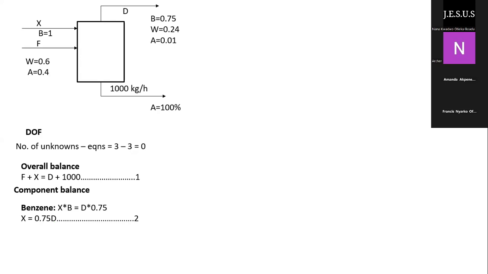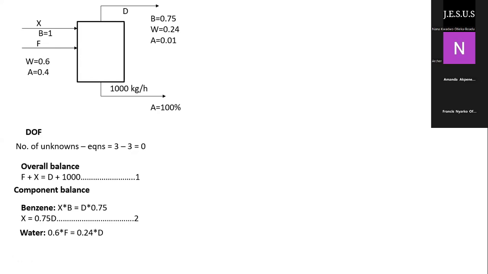Then we'll do the same thing for water. Of all the streams, stream F has water. So I'll multiply it by the mass fraction of water in that stream. So 0.6 times F, that's going to be the input. It should be equal to 0.24 times D, because that's going to be the output. Then we can do the same thing for alcohol. We have alcohol in the feed stream, so that's 0.4 times F. And then in the distillate, it is 0.01 times D.